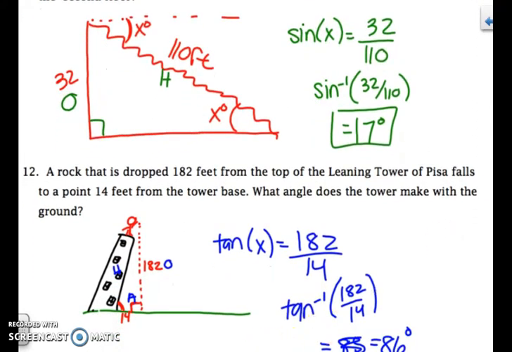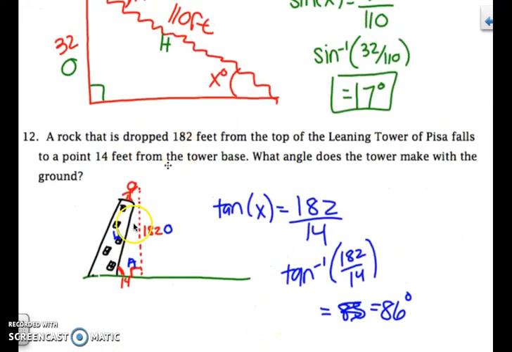All right, lastly, we've got the Leaning Tower of Pisa. Drew my best impression. And you had a rock that was dropped 182 feet from the top. So a person dropping a rock down there, it fell to a point 14 feet from the base of the tower. So from the tower's base to where that rock landed was 14 feet. What angle does the tower make with the ground?